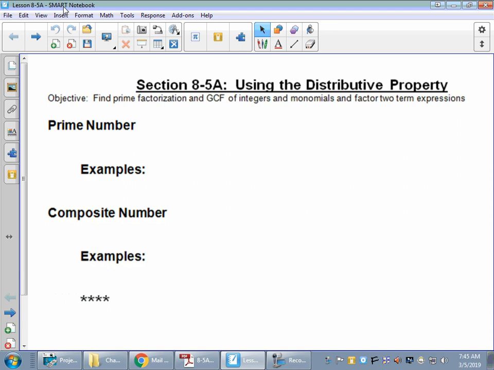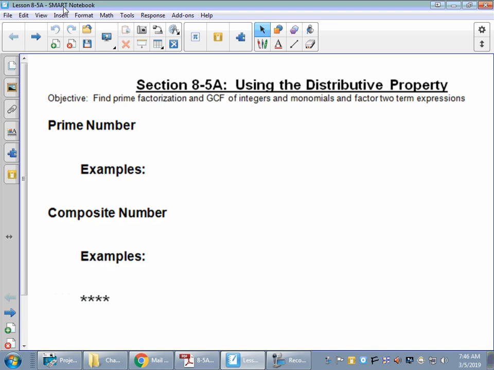Basically we're going to start factoring, and really the rest of the chapter is all about factoring. So if you want to write this down somewhere in your notes, everything we talk about here is going to involve factoring. And what factoring is, it's kind of the backwards way of doing FOIL and using the distributive property.